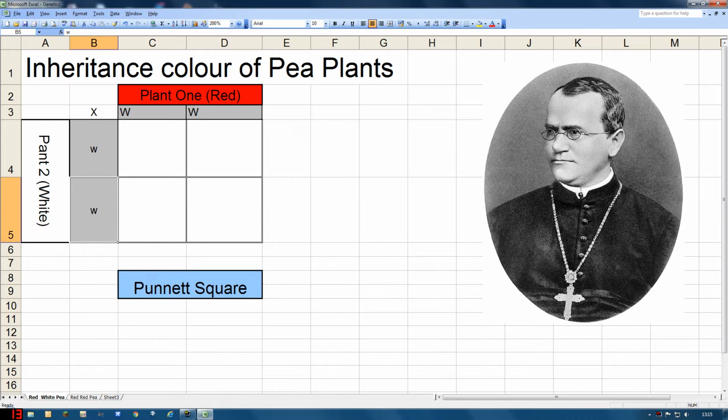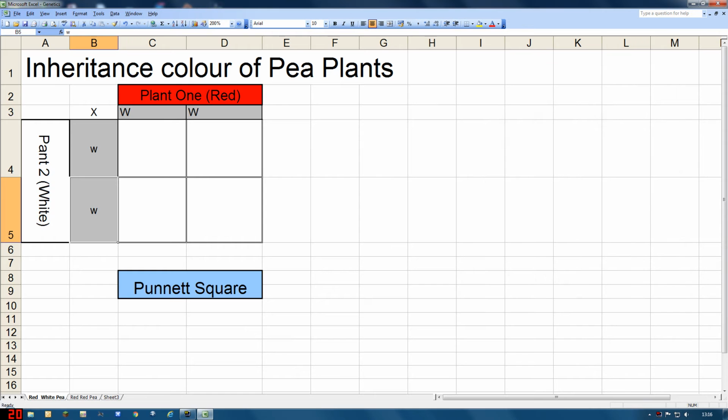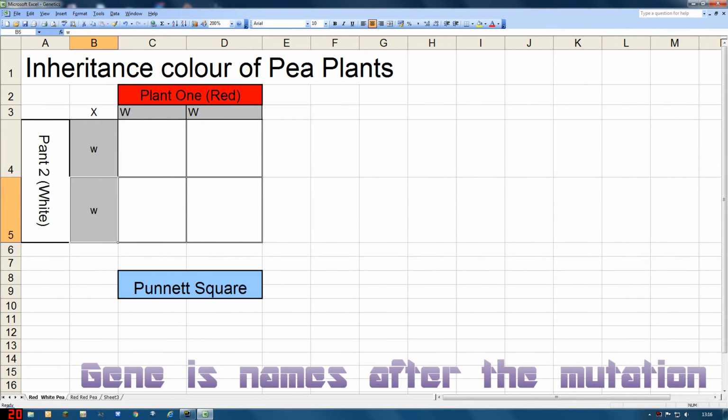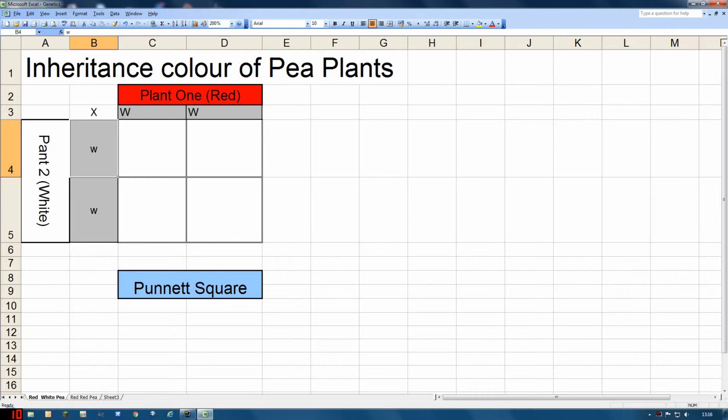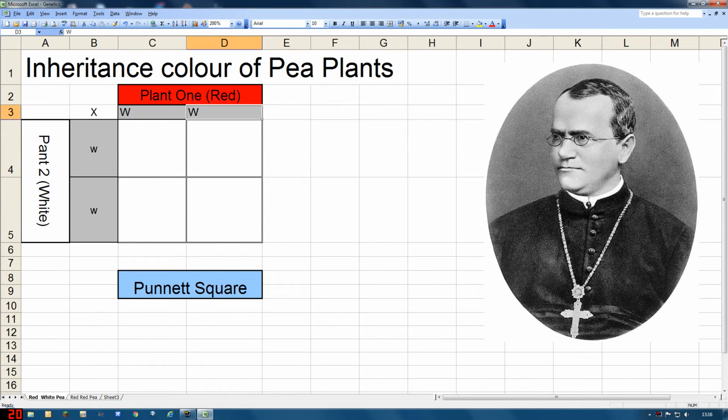This brings me to one of the common rules that we use when we are naming genes. They're normally named after the mutation. So in this case, the parent plant, which was red, the gene mutated to produce a different allele that produced a white flower. So the gene would be called the white gene, and as is customary it's been reduced to just one or two letters. Sometimes we have a number at the end of it, but I've called it W, so W stands for the white gene.